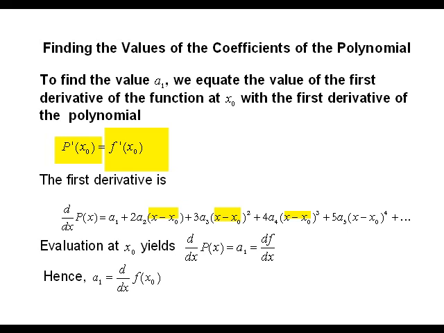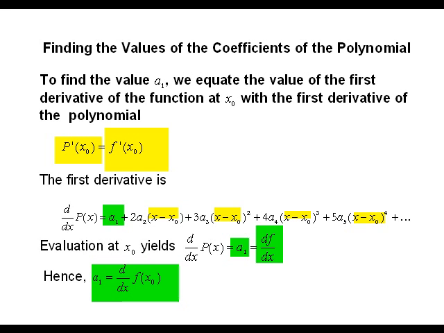When I do that, all these terms that I've highlighted here are going to go to 0. And all I'm left with is the a1. This is all that's left. Everything else goes to 0. So the derivative, this should have an x naught on it. The derivative of the polynomial evaluated at x naught is a1, and I said that better be equal to the derivative of the function at the same point. So now I have a value for a1.